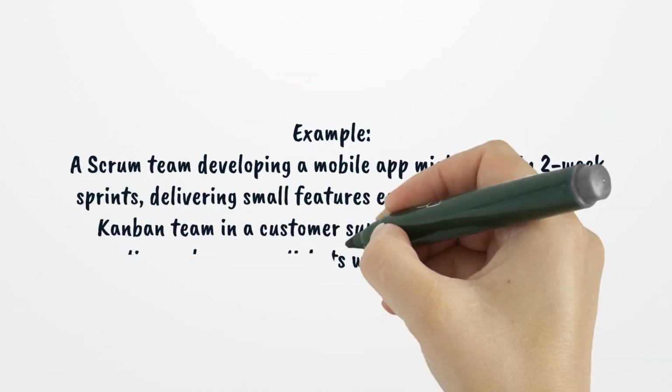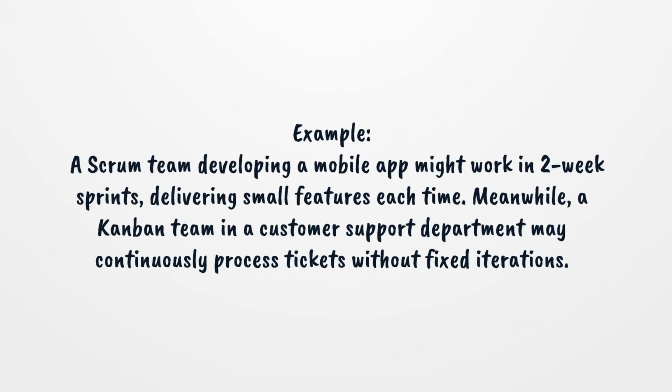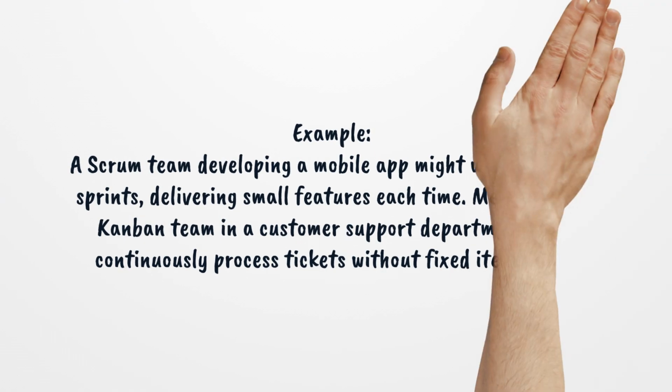Example. A Scrum team developing a mobile app might work in 2-week sprints, delivering small features each time. Meanwhile, a Kanban team in a customer support department may continuously process tickets without fixed iterations.